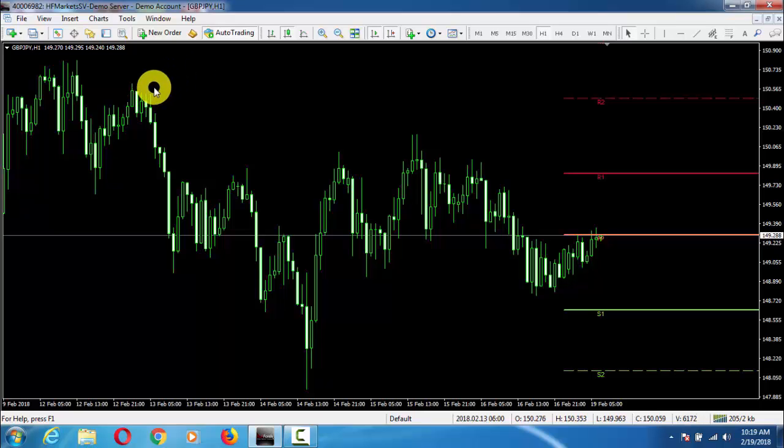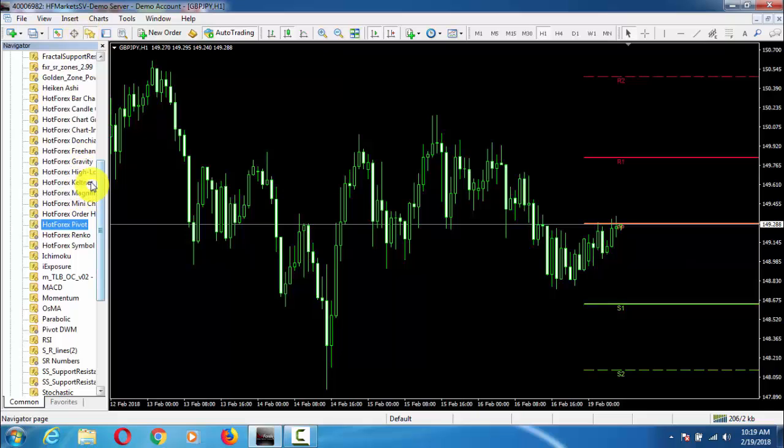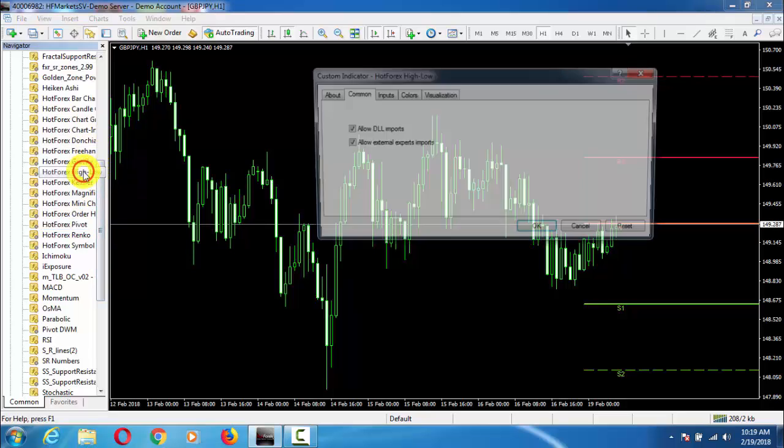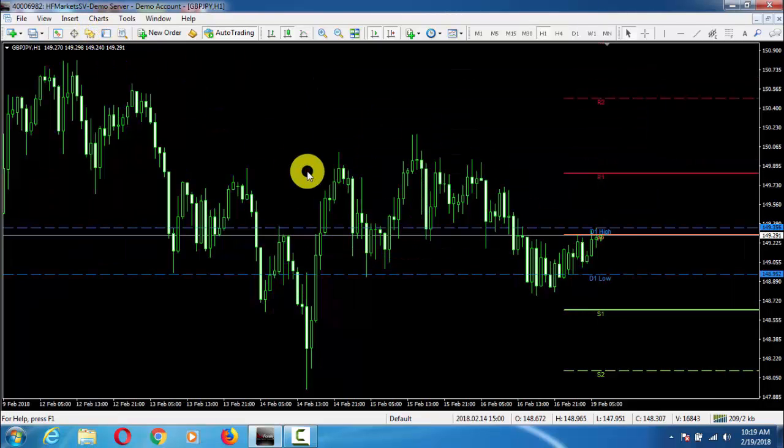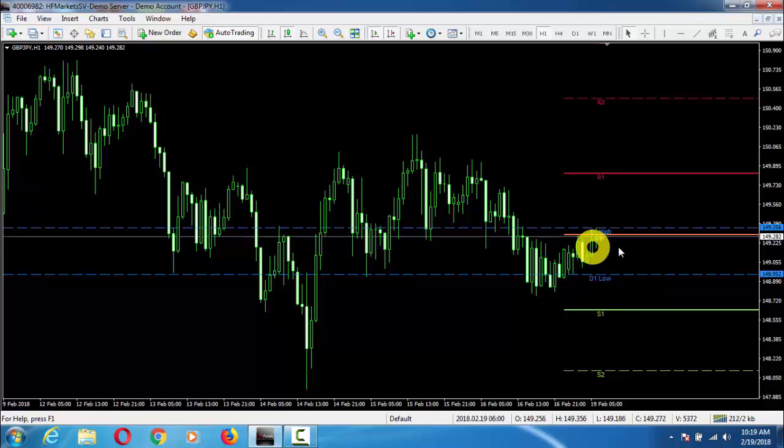Now we will take a look at the highs and lows, okay. For that, just click here and then click on the highs and lows, okay. Just press ok. So here we got 2 points. So it is giving us today's high and low, okay. Actually this is H1 chart, but it will give us daily low value and high value also.